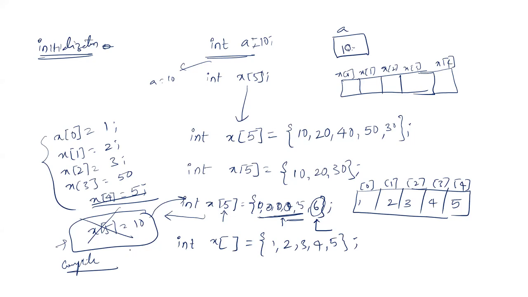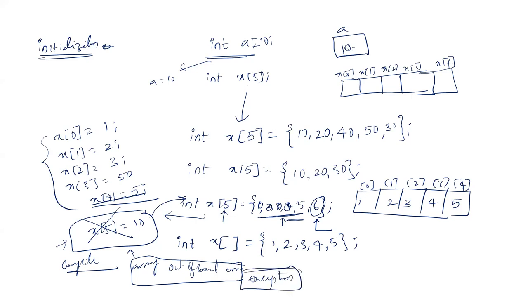In Java or C++, you'll be getting an array out of bound error. This is called an exception. Array out of bound exception is what we are going to get in Java.